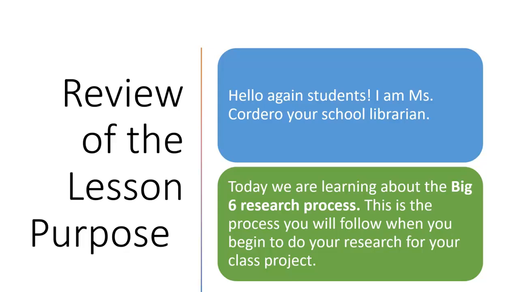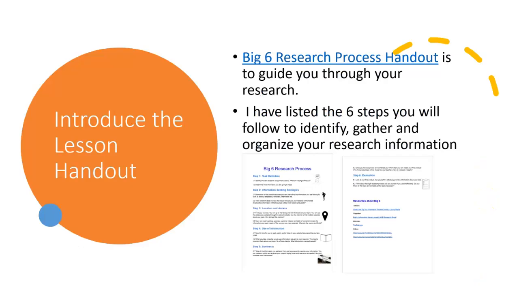Today we're learning about the Big Six research process. This is the process you will follow when you begin to do your research for your class project. I will be giving you a handout. The Big Six research process handout is to guide you through your research. I have listed the 6 steps you will follow to identify, gather, and organize your research information.